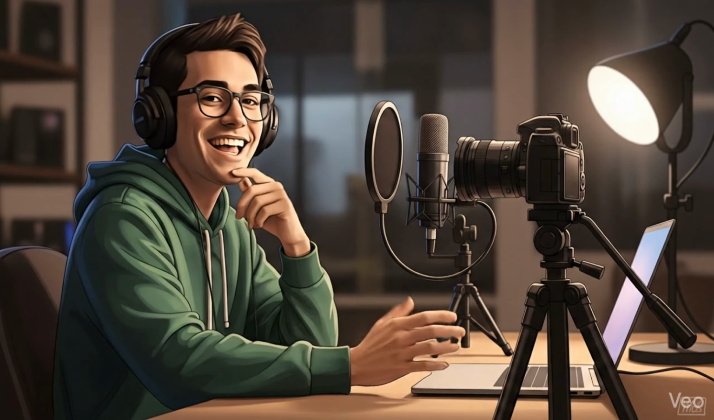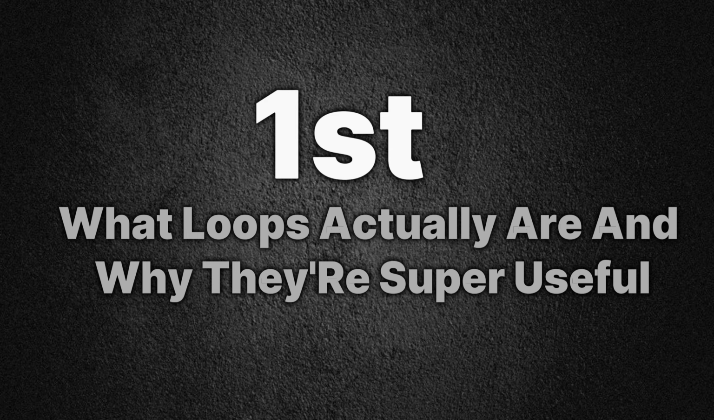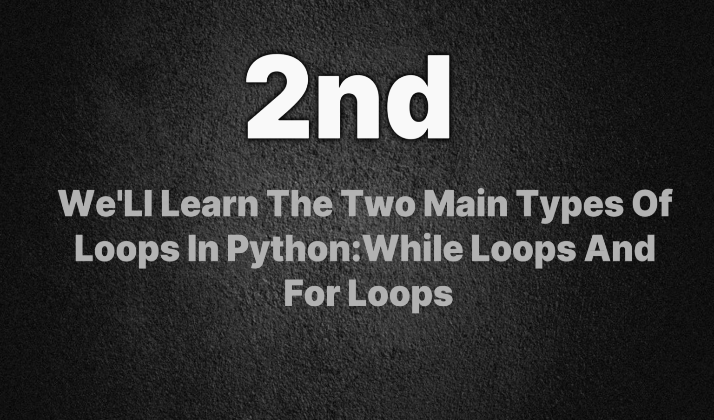What you will learn. So guys, here's exactly what we are going to cover step by step. First, we understand what loops actually are and why they are super useful. No boring theory, just real talk. Second, we learn the two main types of loops in Python: while loops and for loops. I will explain each one slowly with a simple example.